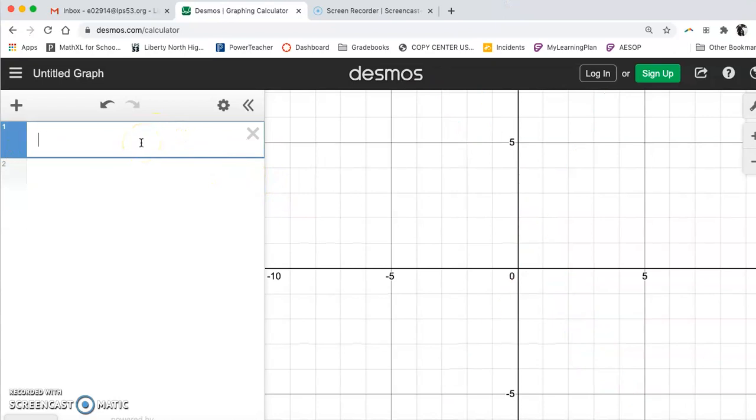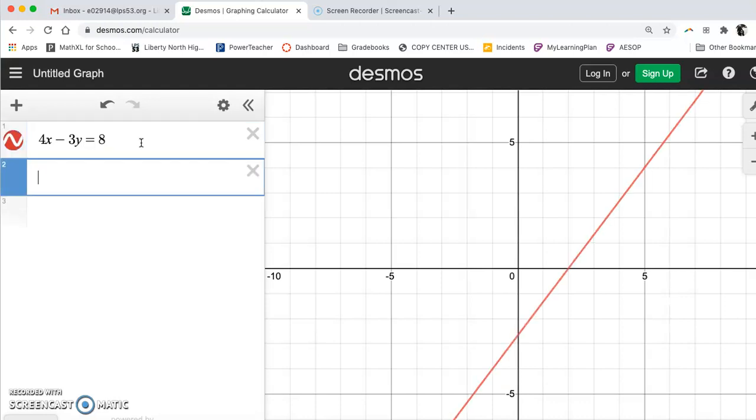And then you can just start graphing. So we'll type in these two equations. So we have 4x minus 3y equals 8, and 8x minus 6y equals 16. Notice that we only see one line, and I'm going to take away the second line, and I can see the first line is just below it. So these are virtually the same line when graphed.